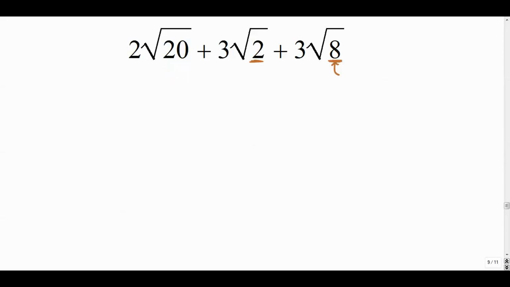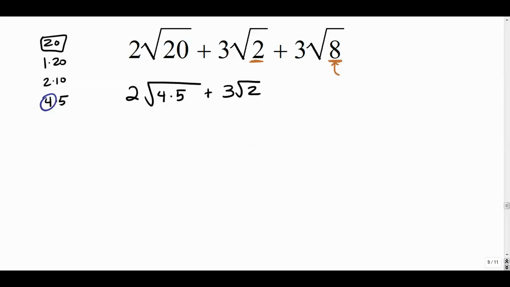Let's see. The factors of 20. Here's what we want to do: 1 times 20, 2 times 10, and 4 times 5. So 4 times 5, that's a pretty good deal, because that is, of course, a perfect square. So I'm going to break radical 20 down into 4 times 5. The 2 just gets put out in front, sort of like a coefficient.